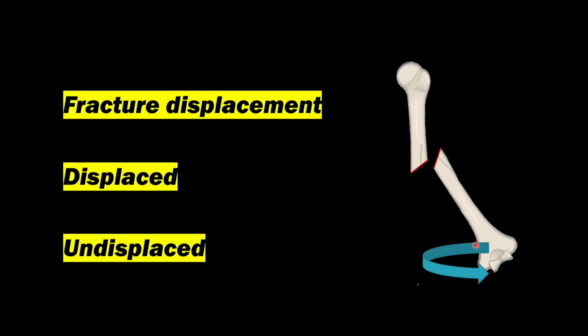Then the final component of the distal fragment displacement will be the rotation. That means the distal fragment can rotate in internal rotation or can rotate in external rotation. So these three components need to be addressed whenever we are telling about the displacement of fracture. That means what is the translation, what is the angulation, and what is the rotation.